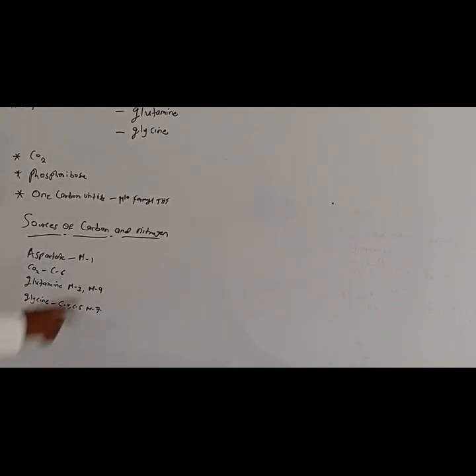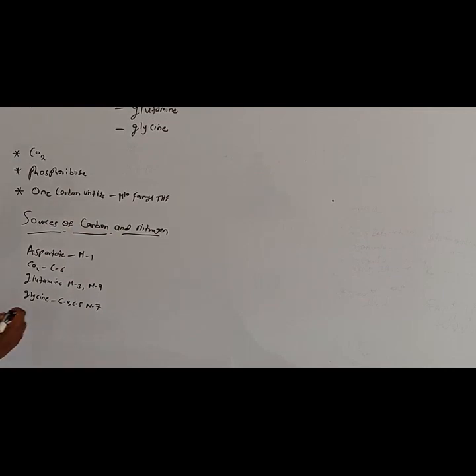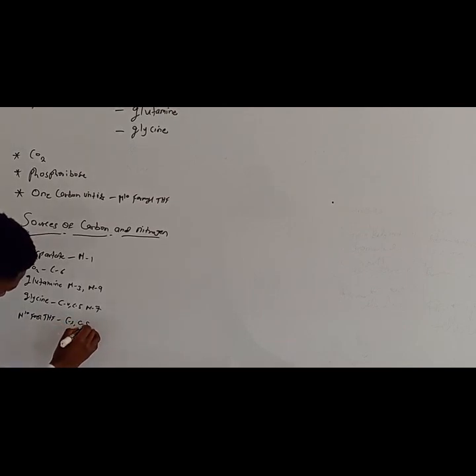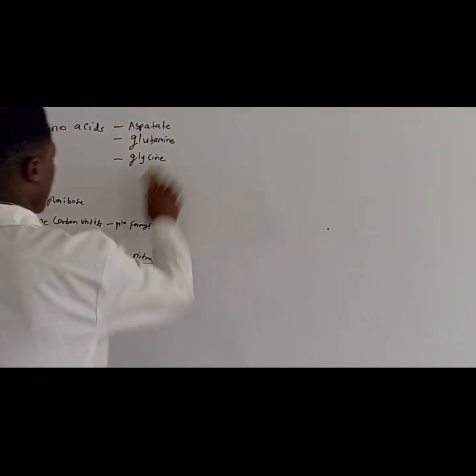Then we have the one carbon unit, the N10 formyl tetrahydrofolate. This is going to give us carbon number 2 and carbon number 8. Alright. Now we have the raw materials and sources of carbon and nitrogen we need for the synthesis of the nucleotides. Now, let us get to that.